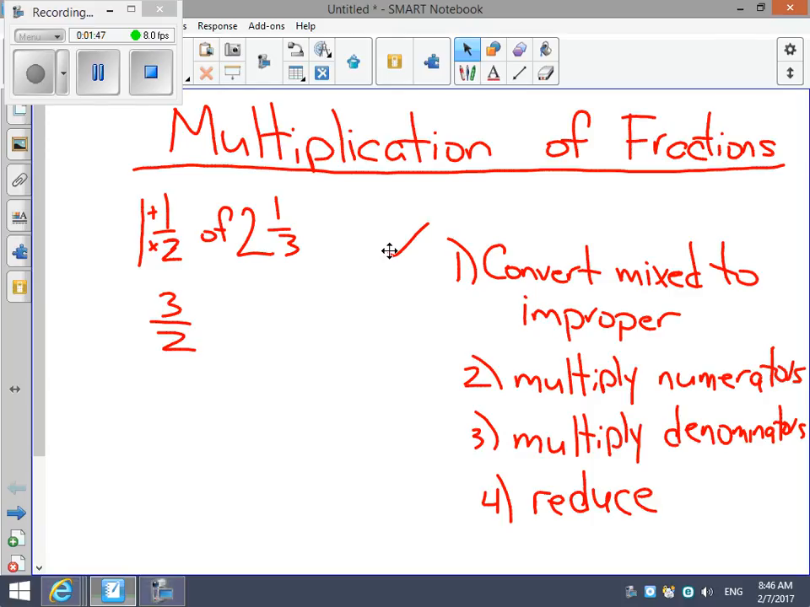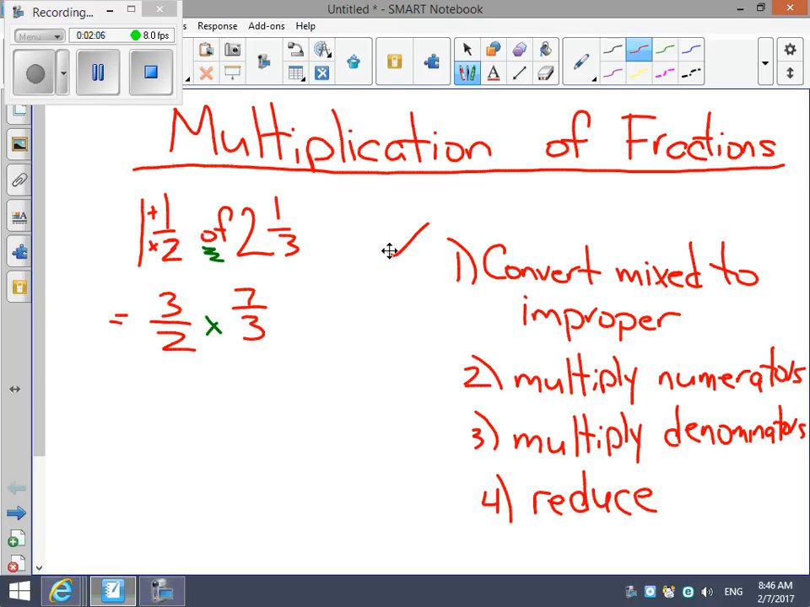Here's an important thing. I want you to know that the word "of" actually means multiplication, and you usually see it in multiplication of fractions. So whenever you see that word "of", all you're going to do is put a little multiplication sign. Anyhow, 2 1/3, converting it from the mixed fraction that it is, is just going to be 7/3.